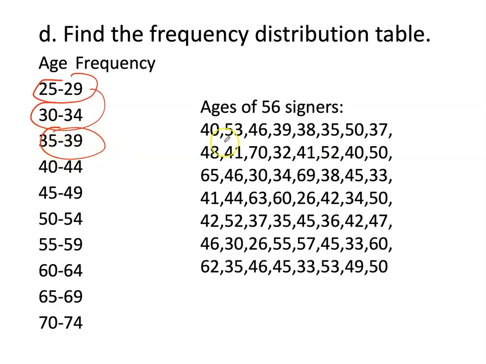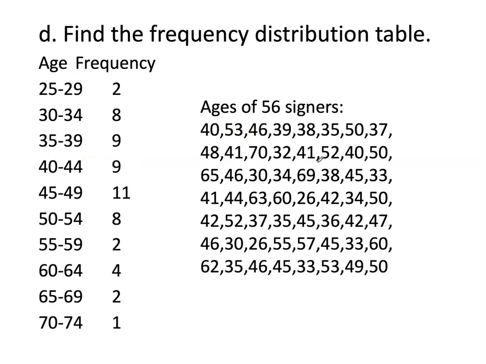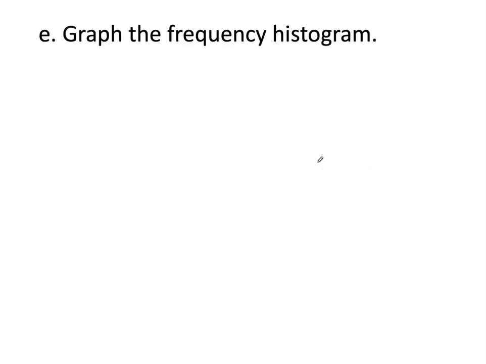Okay, so here's what we do. I would take 40. There's one guy in 40. There's one guy in 53, so we'll mark him there. There's one guy in 46. There's one guy in 39, so we'll put him in there. There's one guy in 38, so we'll put him in there as well. And you just do this for all 56 ages, and you end up with this. So this is our frequency distribution table, or simply our frequency distribution.